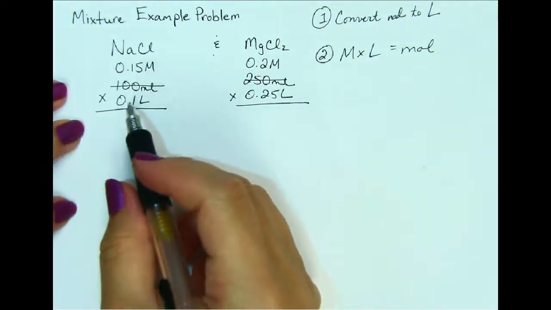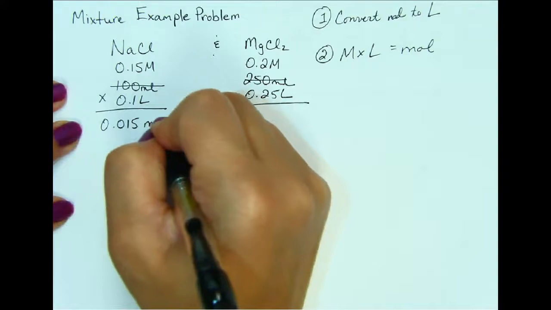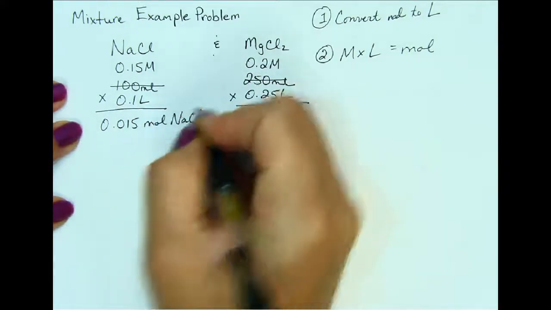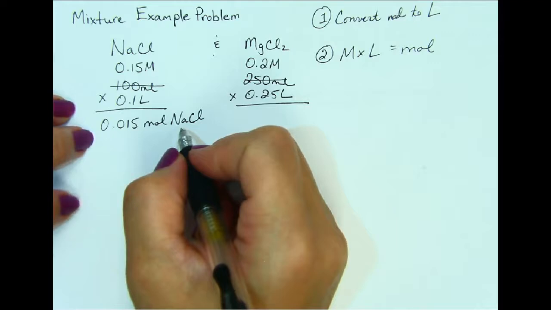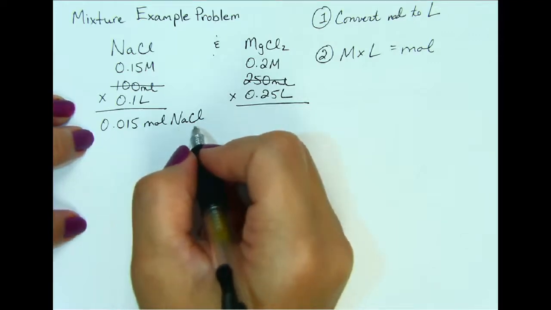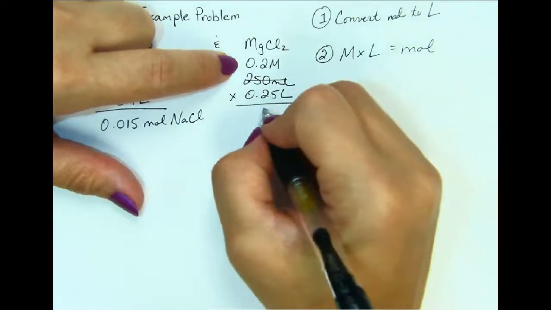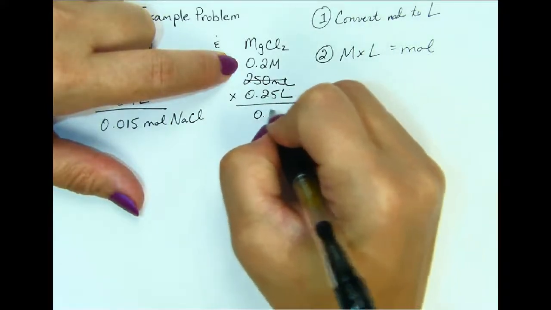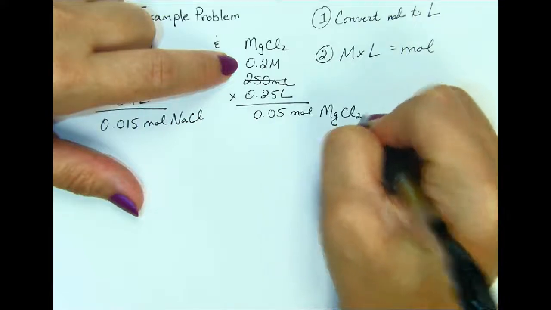So 0.15 times 0.1 is going to give me 0.015 moles of, this is important, label moles of what? Because when we break it into ions, we have to be considerate of how many ions we would produce once it dissolves. Then I'm going to multiply 0.2 times 0.025, and I'm going to get 0.05 moles of magnesium chloride.